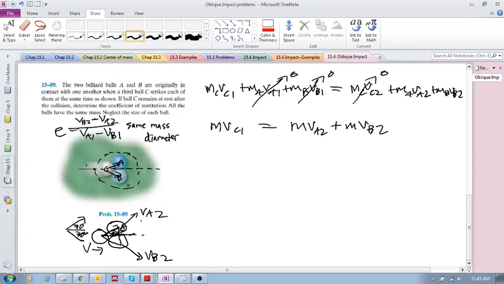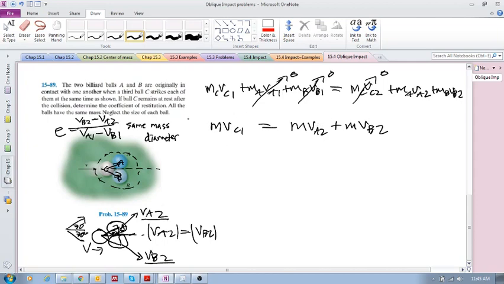Now, what we need to see here is because it has the same mass, and they collide at the same angle, VA2 and VB2 are going to have the same magnitude. Obviously, they're moving in different directions, but the magnitude of VA2 is the same as the magnitude of VB2. Okay? So VA2, VB2, it's the same.